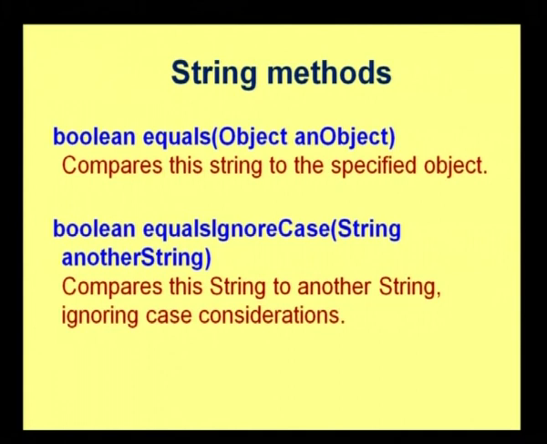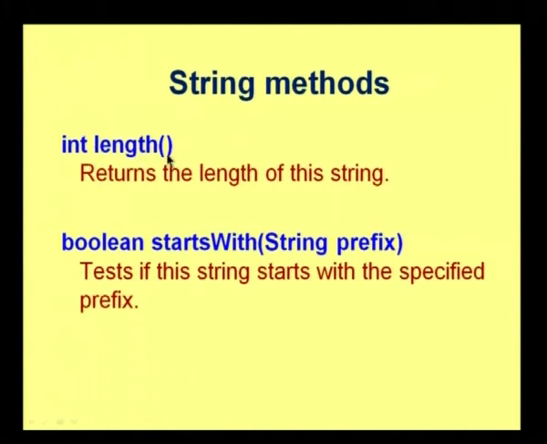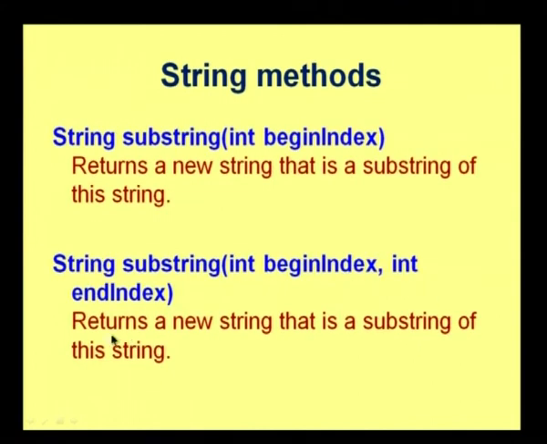Next we have a method called length, which returns the length of the string, and then startsWith. This will test if the string starts with the specified prefix. We also have substring. We give the beginning index, and it returns a new string that is a substring of the string, beginning from the index till the end of the string.